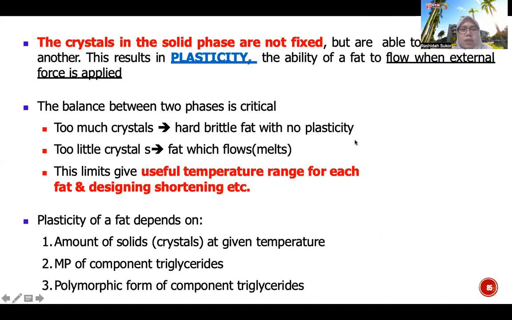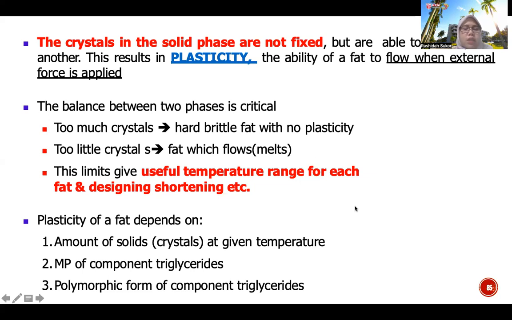Okay, the crystal in the solid phase are not fixed but are able to slide from one another. So this is called plasticity. Plasticity is how it can be spread and also how it can change from one crystal to another crystal. Okay, so the ability of fat to flow when external force is applied. Okay, the balance between two phases is critical.